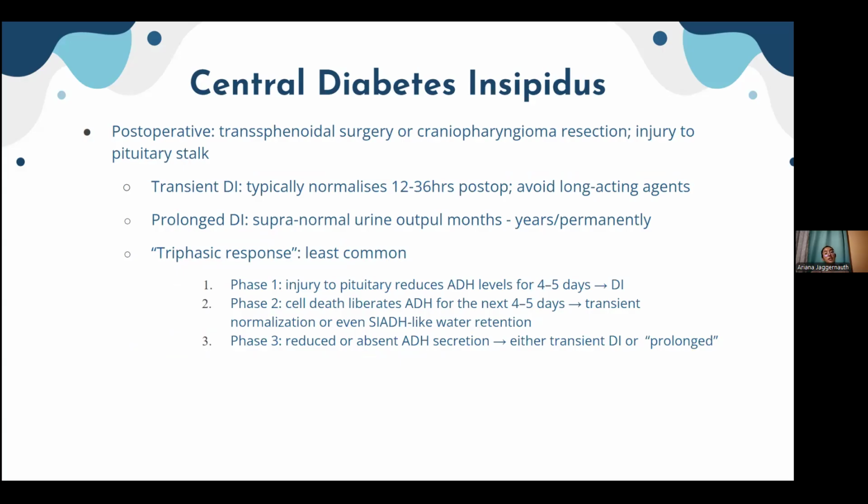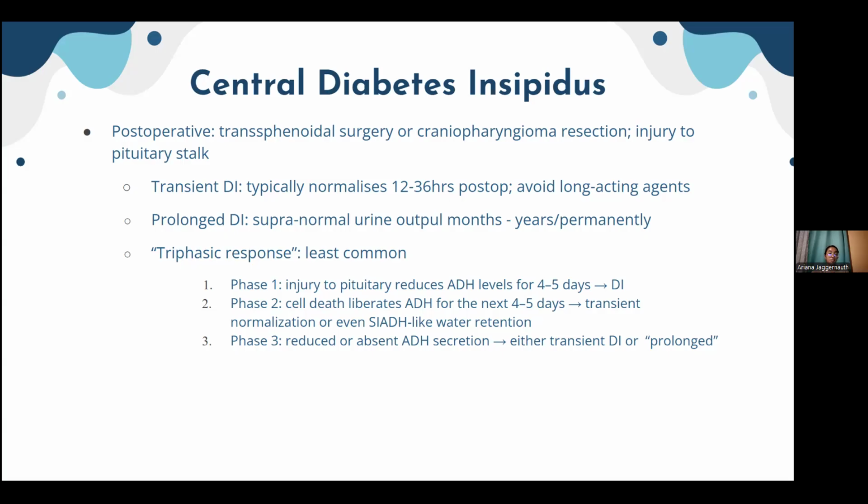Like I said before, it can also occur postoperatively, namely implicated in transsphenoidal surgery or craniopharyngioma resection, and this is due to injury to the pituitary stalk. So there's transient diabetes insipidus, which typically normalizes in 12 to 36 hours postoperatively, and in these cases, it's important to avoid long-acting agents. Prolonged diabetes insipidus refers to supranormal urine output for months to years or even permanently.